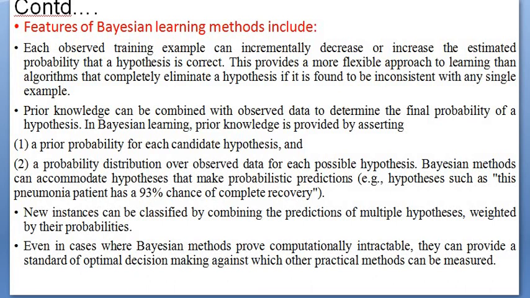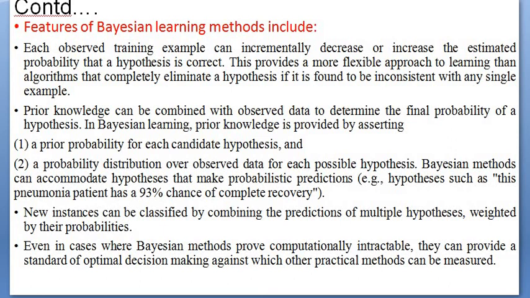What are the features of Bayesian learning methods? The main thing here is the final probability. If the probability value is near to 1 or equal to 1, that is considered the best hypothesis. So here we will take each training example and estimate its probability, and if the probability value is very high, then we will consider that hypothesis as a correct hypothesis.